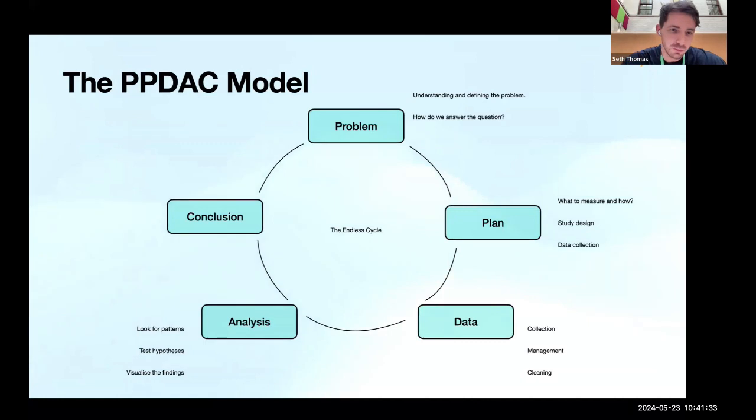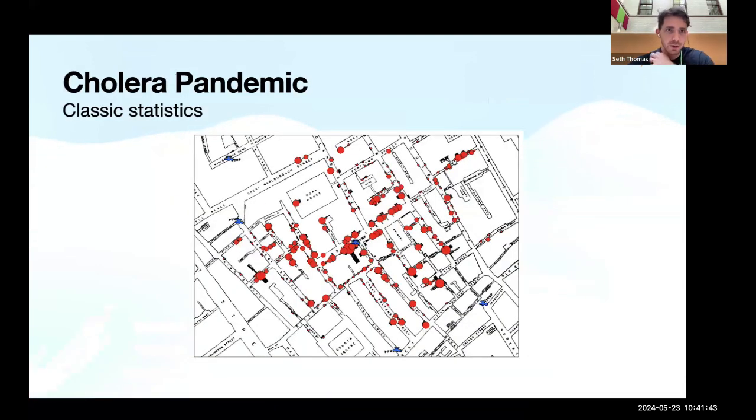So then let's look more now at analysis and testing hypothesis and visualizing the findings, which is the next step of our model here. And I want to talk about the cholera pandemic really quickly. So this was in the 1800s. Obviously, we didn't have very sophisticated ways of storing data. You know, the internet was a long way off. And doctors at the time didn't understand how cholera was being spread. They just thought cholera existed in the air around them. It was infecting people and people were dying.